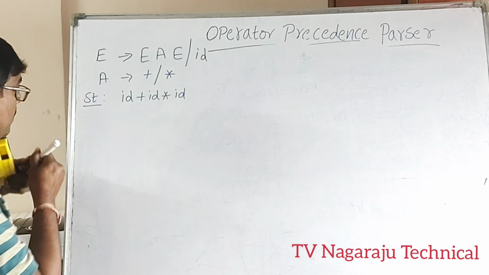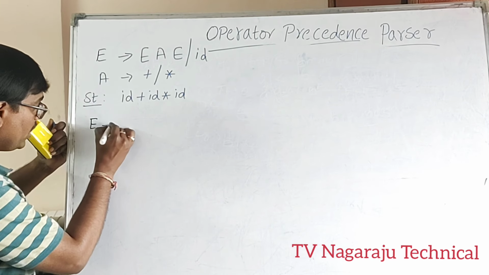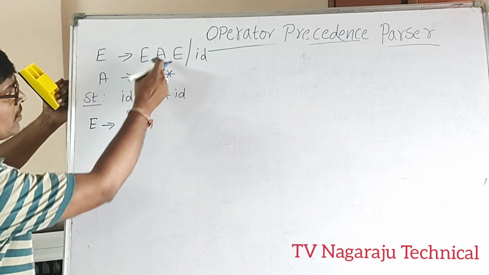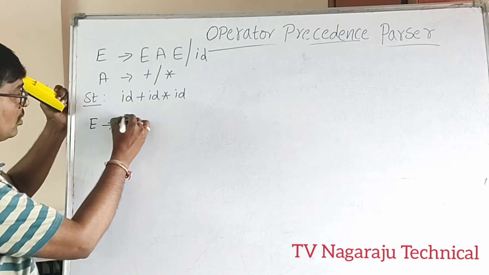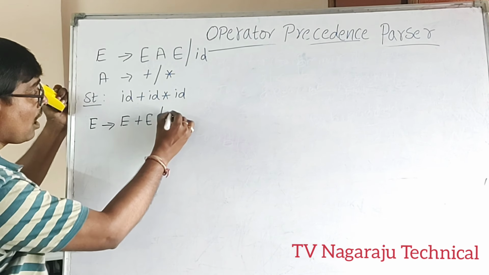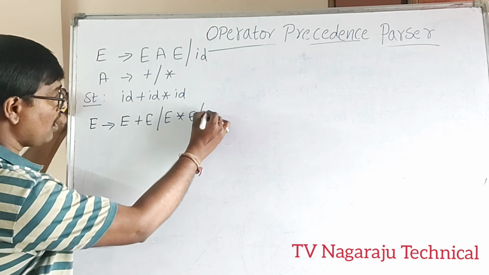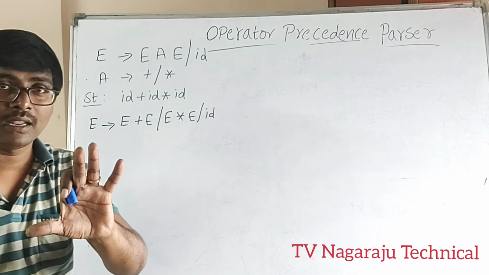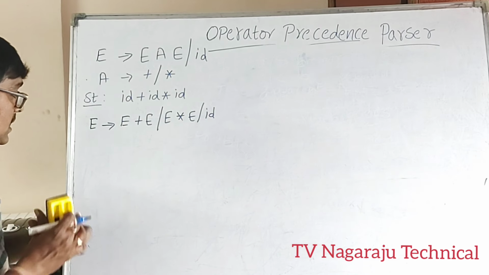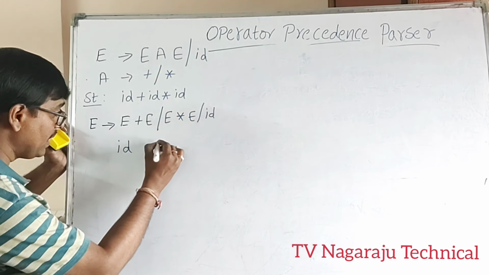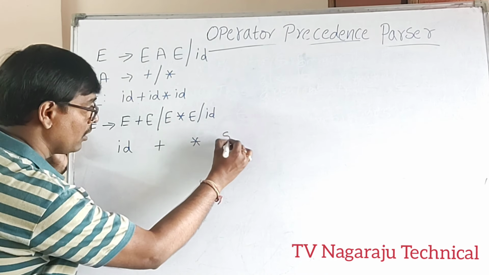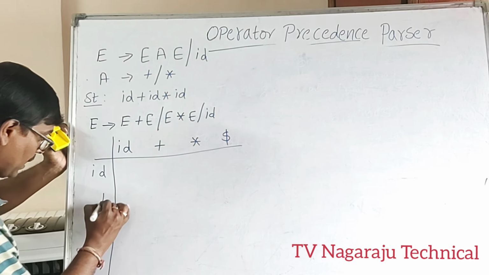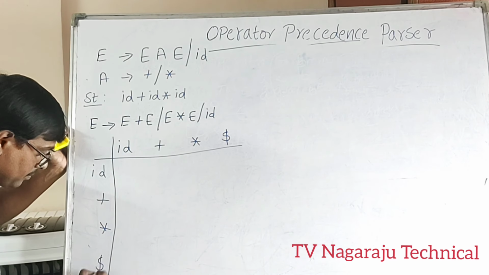So what is the first step? The first step is you need to convert this grammar into an operator grammar. How? Simple. Capital A is replaced with plus, and capital A is replaced with star. So E tends to E plus E, or E star E, or ID. Now this is not at all required. Now this is my grammar. Clear? Now construct the precedence table. What are the things we have? Identifier, plus, star, dollar, and similarly identifier, plus, star, dollar.